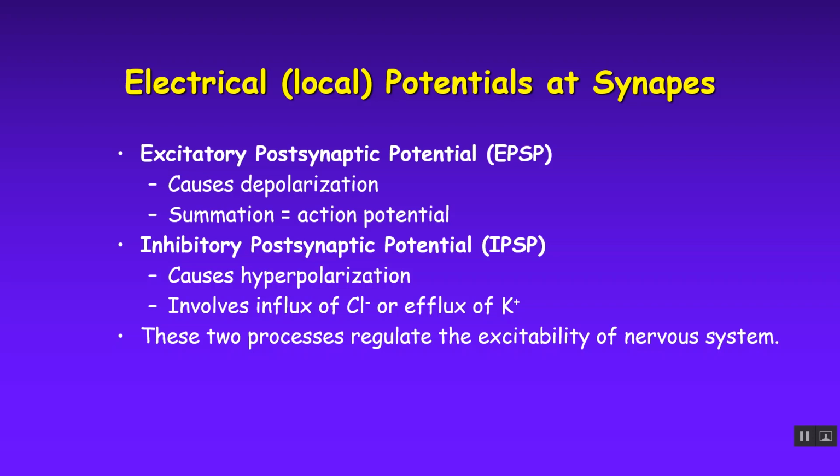Let a little chloride, a little negative ions, in and make it more negative on the inside, or let a little more positive potassium out to make it more negative on the inside. And that's all due to the concentration gradients that you have and electrical gradients and how those work.